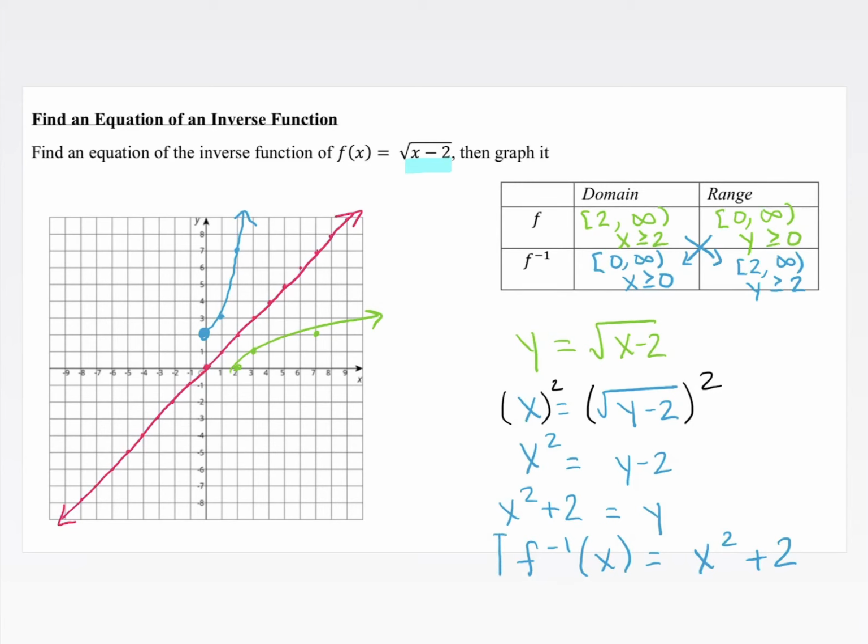So we found our inverse, we graphed it, and also confirmed our domain and range.